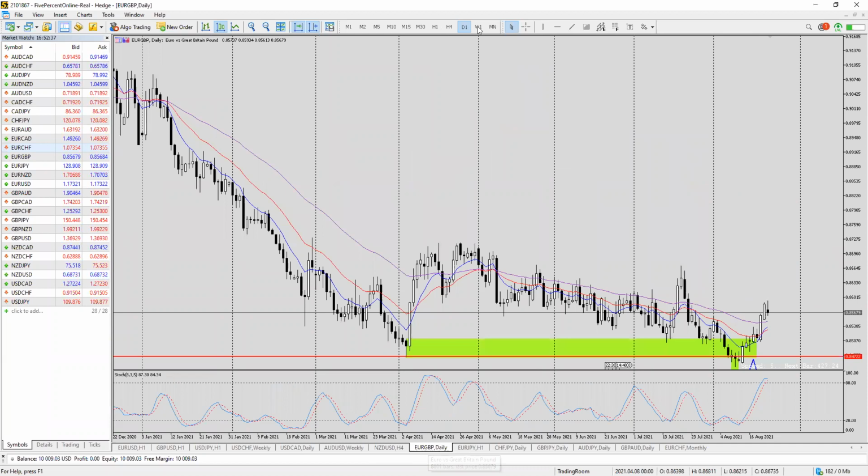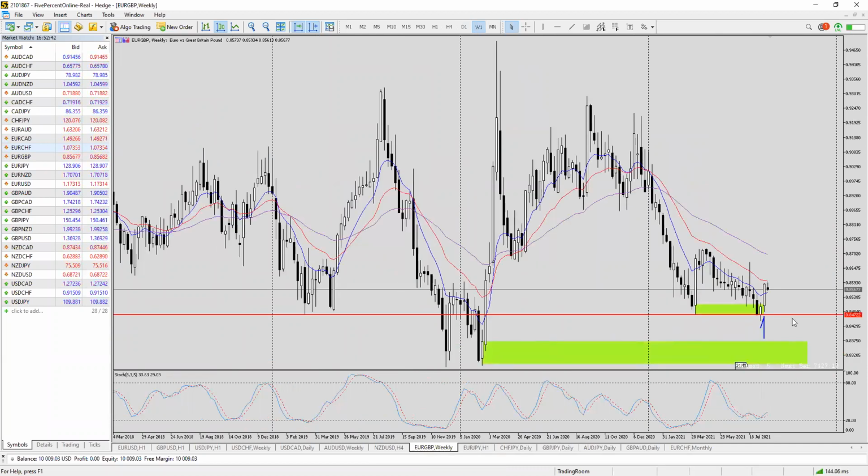Let's see if we have any other. If you have any questions about any other pairs, you can write them down in the chat box. You can see that Euro Pound reacted very nicely to the support line. I spoke about it a couple of weeks ago. What I said at the time was that in case the Euro Pound breaks below this support line and retests this demand zone, then it's a great opportunity as well. But as you can see, it didn't break below this support line.